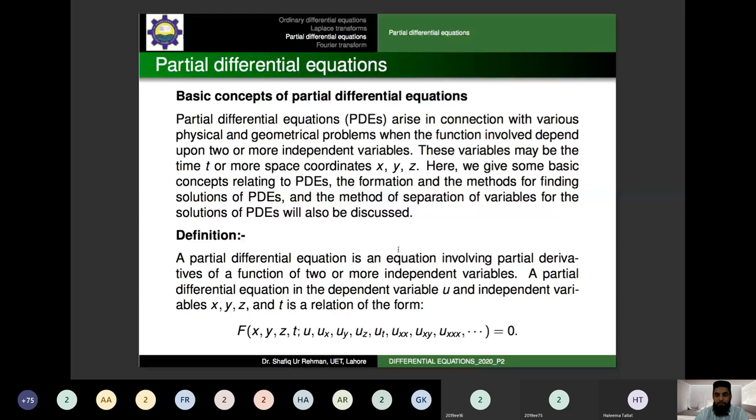So we are going to talk about a problem where the function involved depends upon more than one independent variable. We will look into the basic elements related to partial differential equations. We will also look into the formation and the methods for finding solutions of partial differential equations. On top of that, a very vital and important technique available to find the solution of partial differential equations, known as the method of separation of variables.